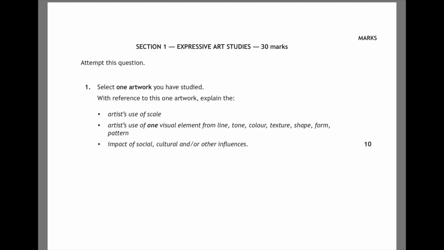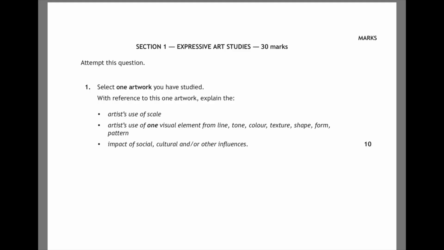Now, what's really important about question 1 is that you will be given 3 different bullet points to reference and explain. The third bullet point, impact of social, cultural and other influences, will come up in every single paper. So it's really important that you memorise and learn that information about your studied artwork and artist, as that can guarantee you 4 marks from the start.